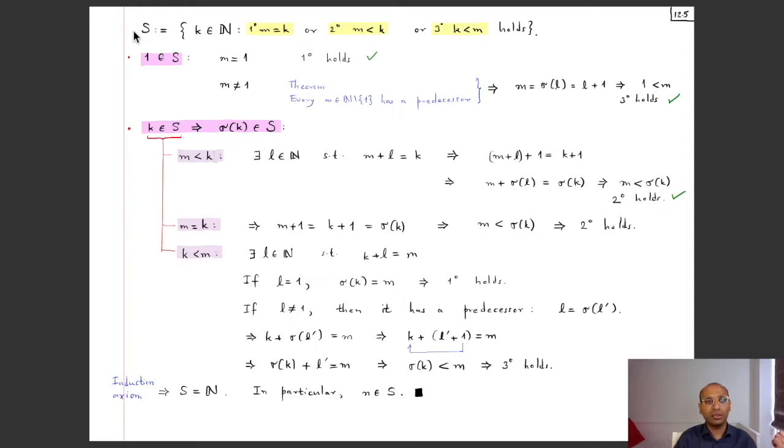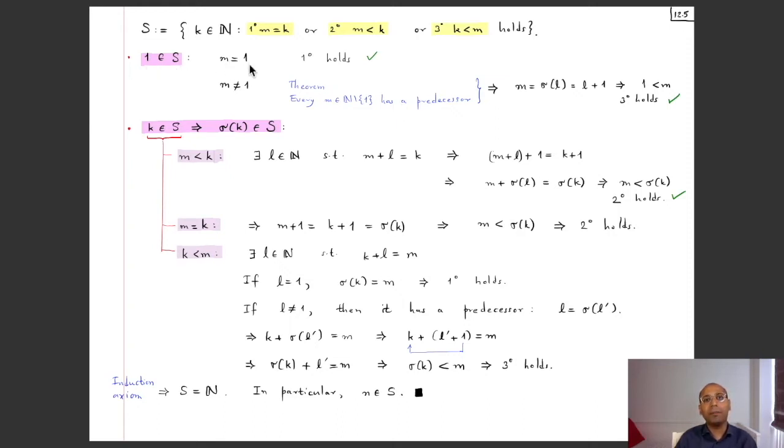So the plan is to show that this set S is the whole set of natural numbers, and then we'll be done. To do this, we will use the induction axiom. We'll show that 1 belongs to the set, and whenever k belongs to the set, also its successor belongs to the set. Then via the induction axiom, we'll be able to conclude that S is equal to N, and this will imply in particular that n belongs to S, and so we'll be done. So that's the plan. Let's begin by showing that 1 belongs to S.